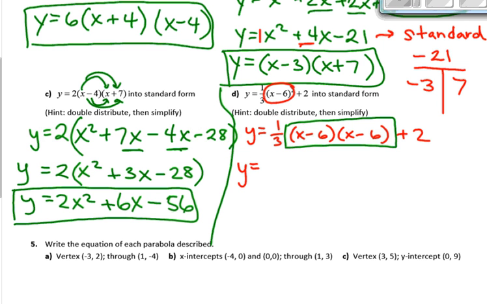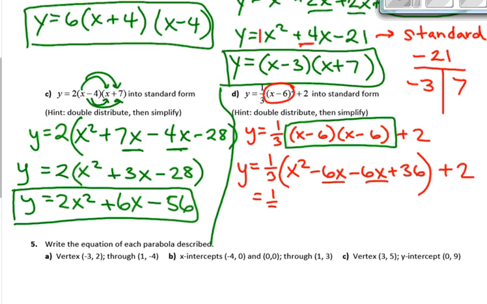So I have y equals 1/3. Make sure to put your parentheses, double distribute, and we get x squared minus 6x, and then negative 6 times negative 6 is plus 36. Close parentheses because that's the end of that, then plus 2. Be very careful here. This is where a lot of mistakes can be made. So I'm going to simplify my like terms, and we get 1/3 times x squared minus 12x. Notice again I put my parentheses, plus 36. Still cannot add that 2 yet.